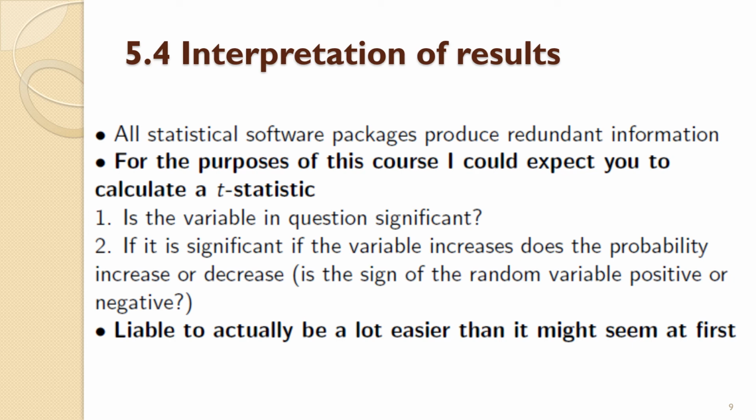But again, much of the way this is set out is familiar, hopefully, from the classical regression models we looked at before. So if you calculate the t-statistic, the first thing to ask is whether the variable in question is significant. If it is significant, if the variable increases, does the probability of a success either increase or decrease? And this depends on whether the estimate is positive or negative. So it's liable to be a lot easier than it might seem at first. Technically speaking, these are probabilities that are increasing or decreasing, but the interpretation and much of the mechanics of the regression type output works in exactly the same way as you've seen before for the classical linear regression models.